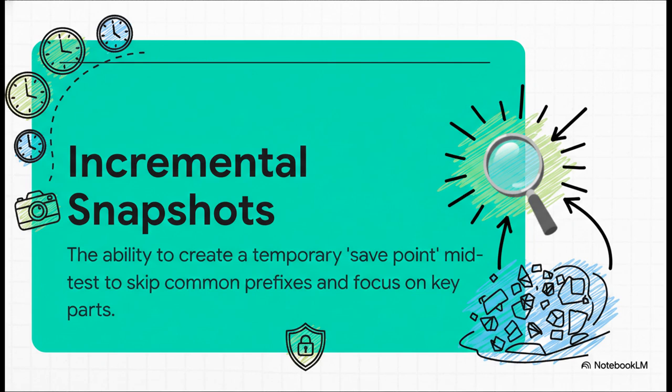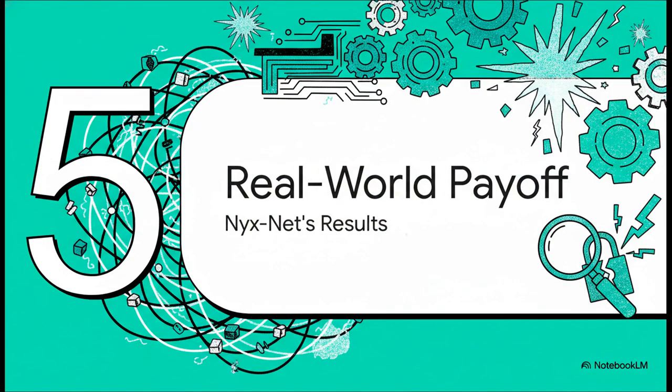It's the ability to create these cheap, temporary snapshots deep inside a really complex test case. This lets the fuzzer focus all of its power exactly where it matters the most, which just dramatically boosts its efficiency. Okay, so this all sounds amazing in theory, right? But does it actually work in practice? Well, the results are, frankly, stunning.